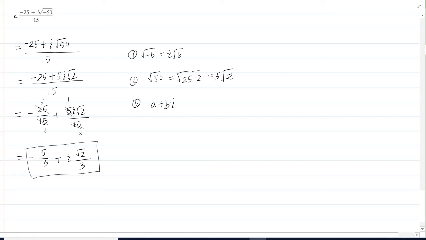It's not that complicated. However, a lot of times we have to simplify square roots, so that really takes a lot of practice.